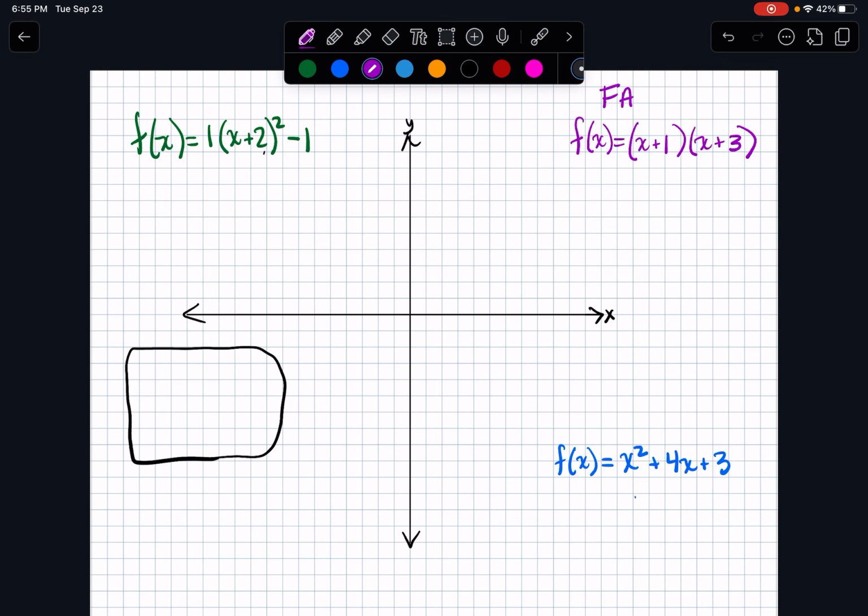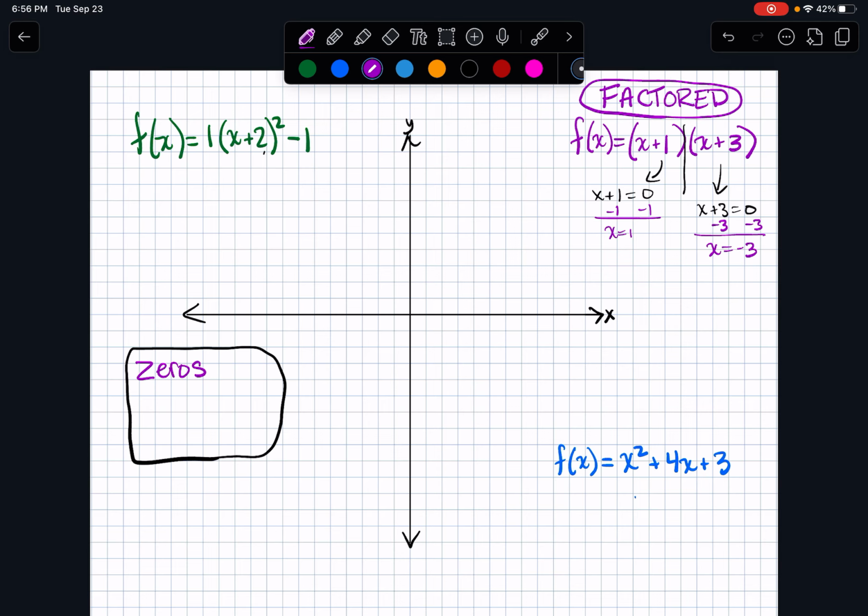So beginning with the purple form, that is our factored form. And factored form tells us the zeros, or the x-intercepts, of a parabola. So to find the zeros, what I'm going to do is take each of these factors, set them equal to 0, and then determine what x value makes that true. So over here, if x equals -3, that's going to give me a 0. And over here, if x equals -1, that's going to give me a 0.